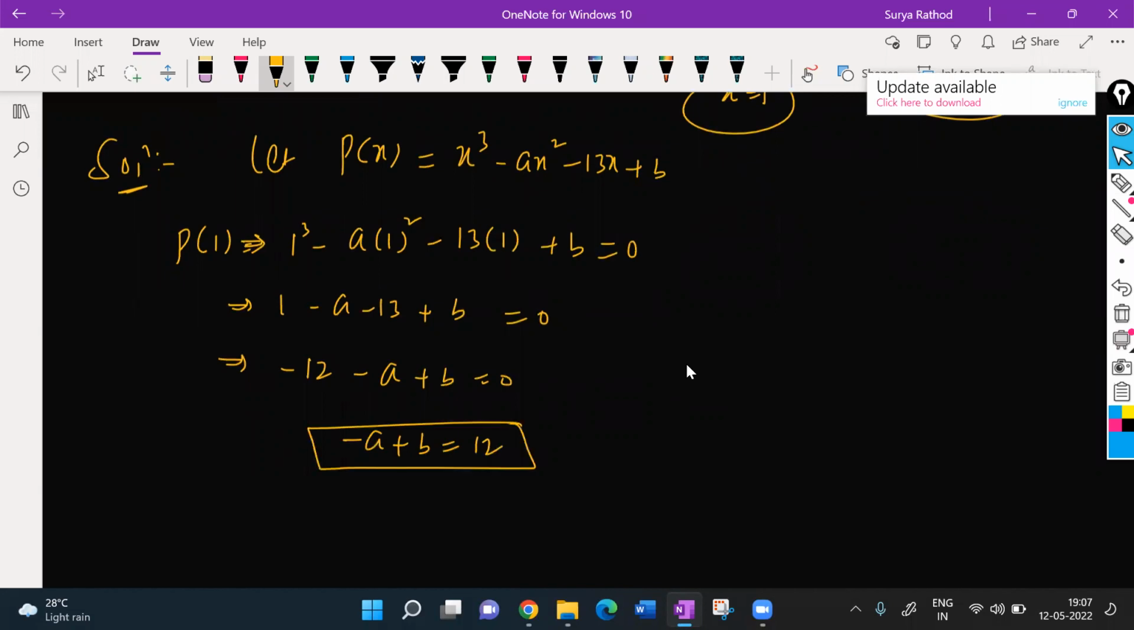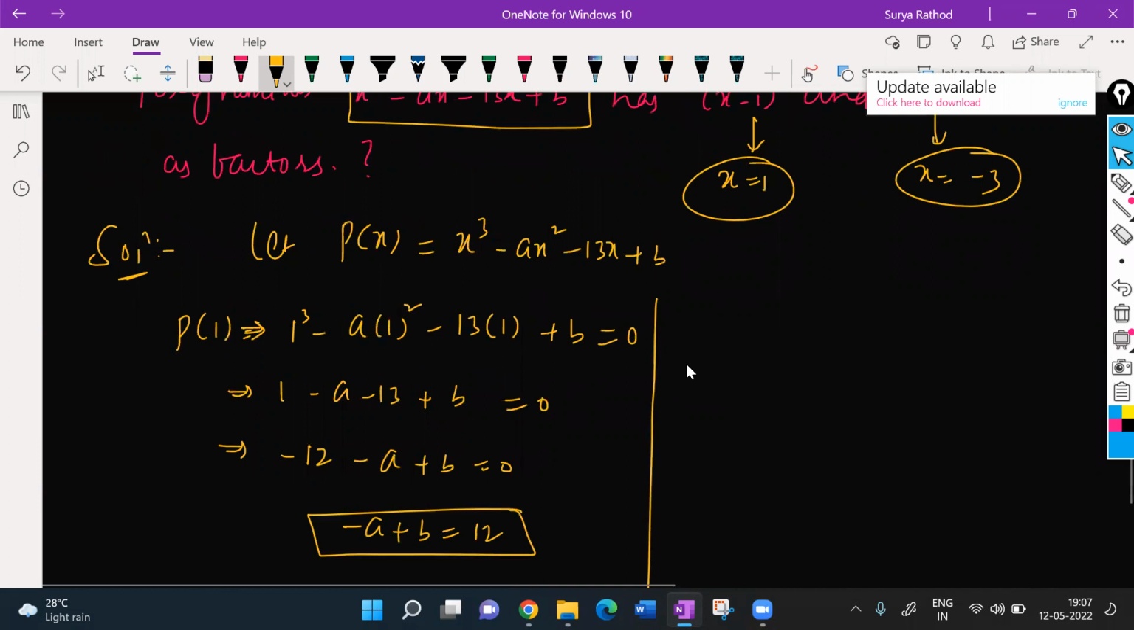Yes. Keep it aside. Now p of 1 I did. Now I have to substitute x value minus 3 as well, right? So p of minus 3 we will do.